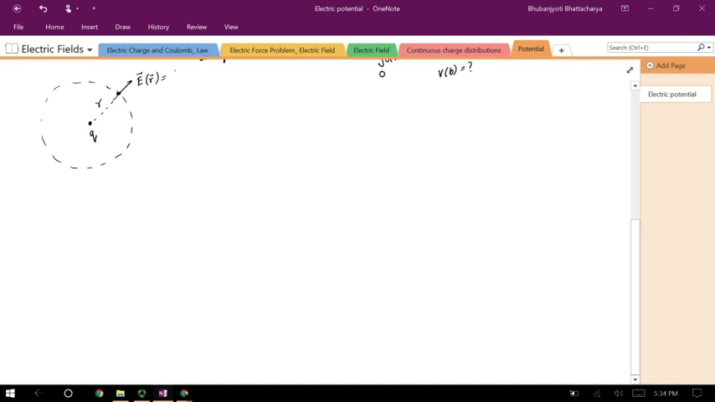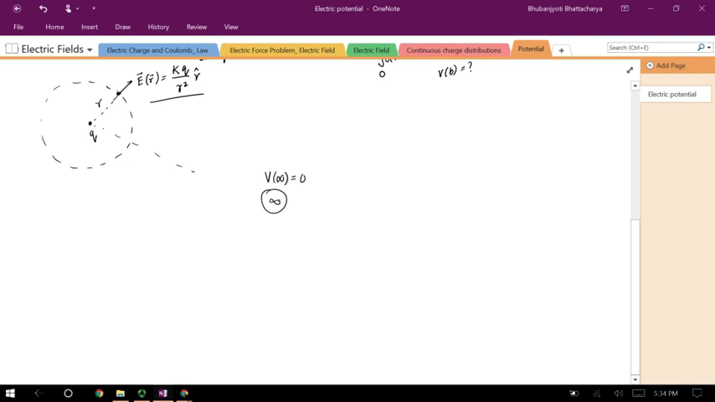The electric field looks like kq over r squared r hat. Now if you think about it, infinitely far away from this point charge, there's no interaction. So if I keep a unit positive charge very far away at infinity, then its potential must be zero. So V at infinity should be equal to zero.